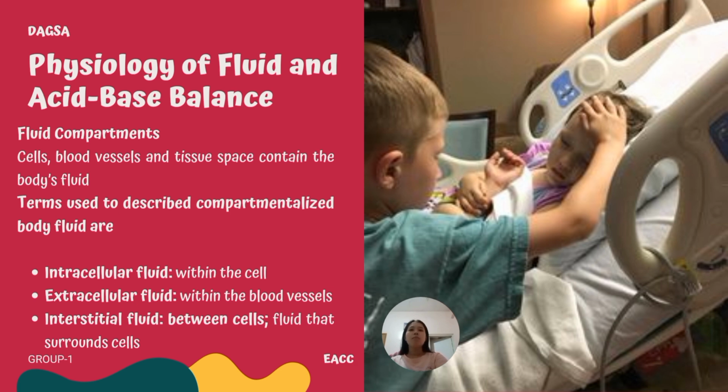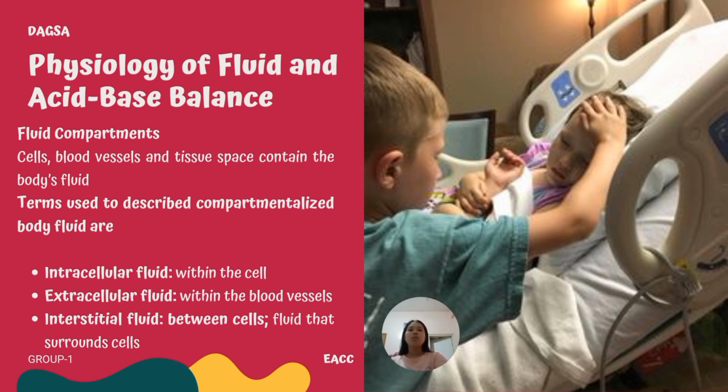Fluid balance: the human body is made of approximately 60% water, and maintaining fluid balance is crucial for proper physiological function. Acid-base balance, or the pH of the body fluids, is tightly regulated to maintain proper physiological function.